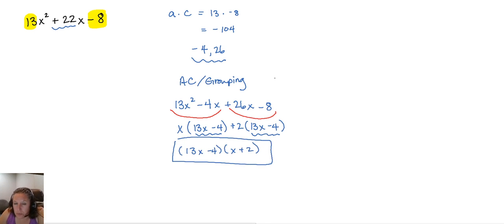You could also do what is called the box method, and that's kind of going backwards from what we did with the box method when we were multiplying. Now we're going to use these same four numbers that we used for the AC grouping method, but we're going to write them in a box.